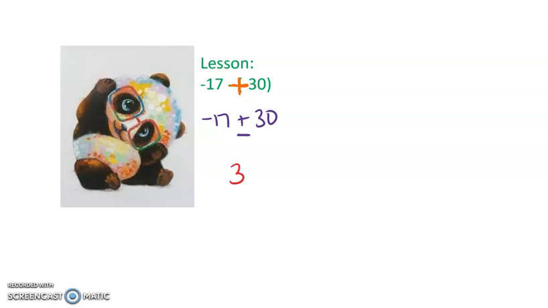So however you choose to do this problem, I'm just going to stack them. I'm going to say 30 minus 17. I can't do 0 minus 7, so I need to borrow. 10 minus 7 gives me 3, 1. So 13 is my final answer for this problem. And that's all that it is.